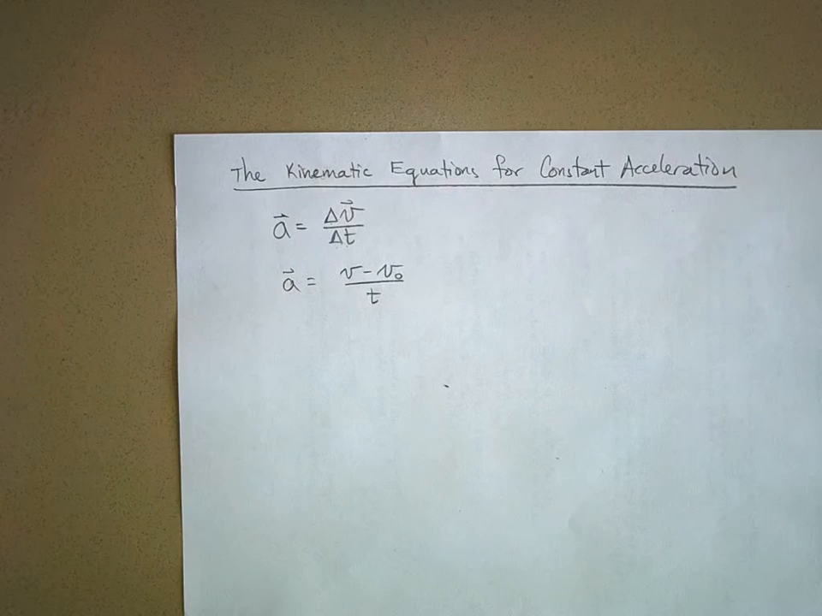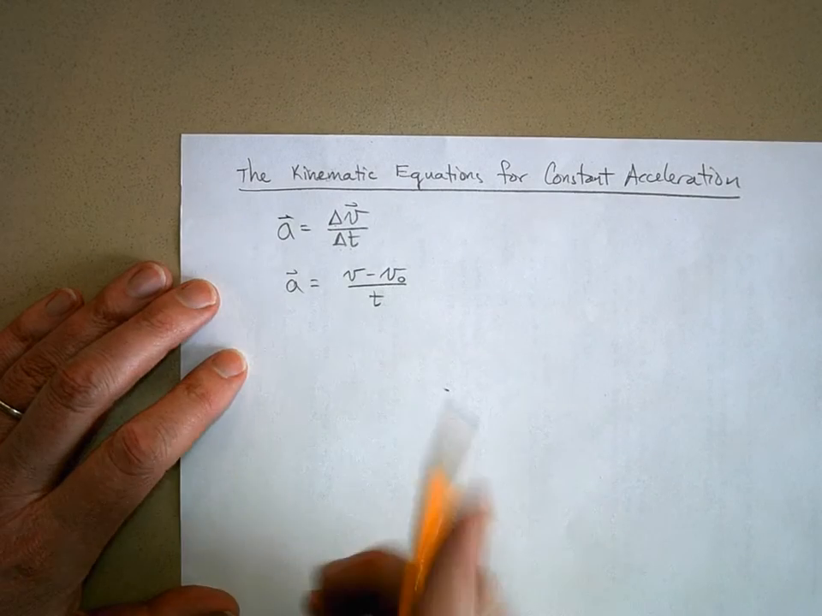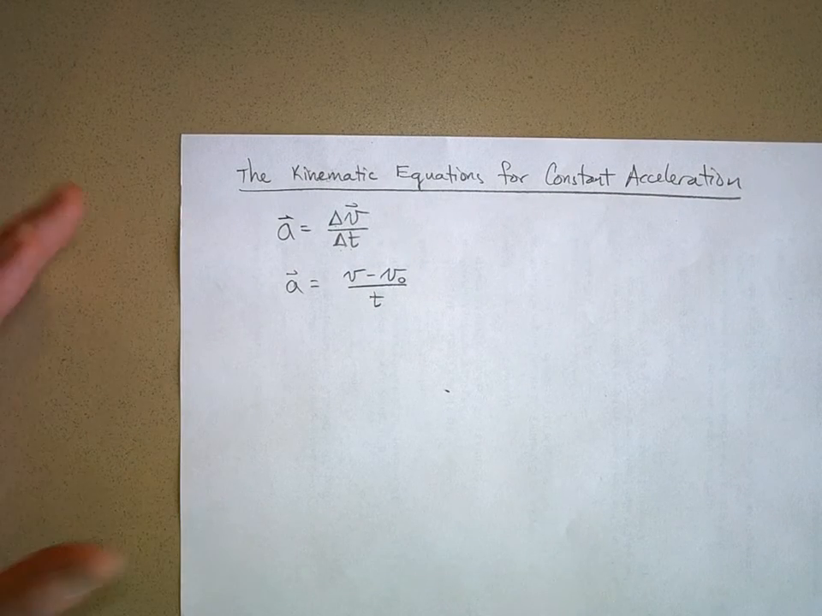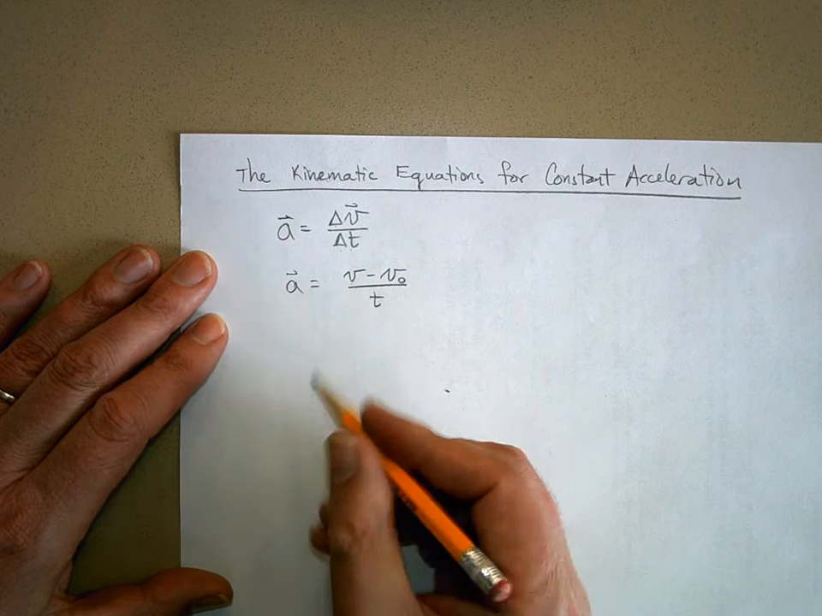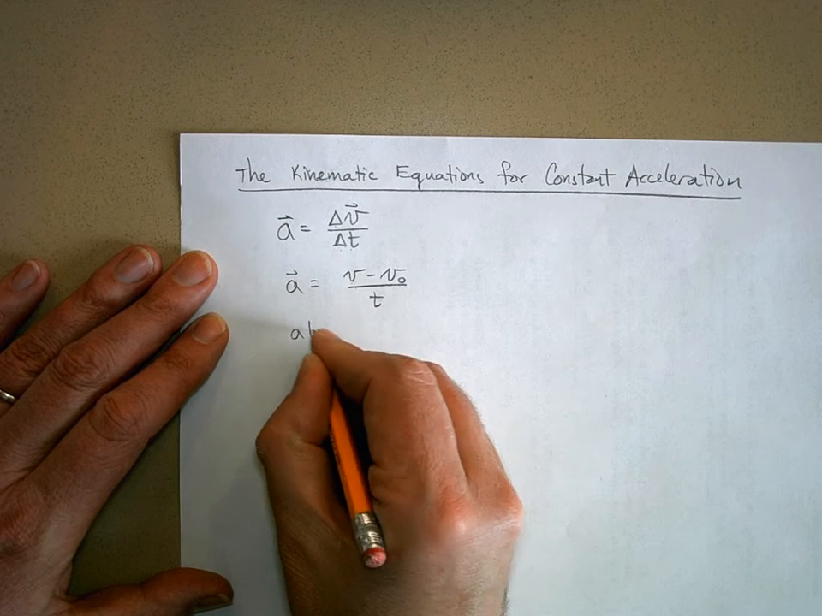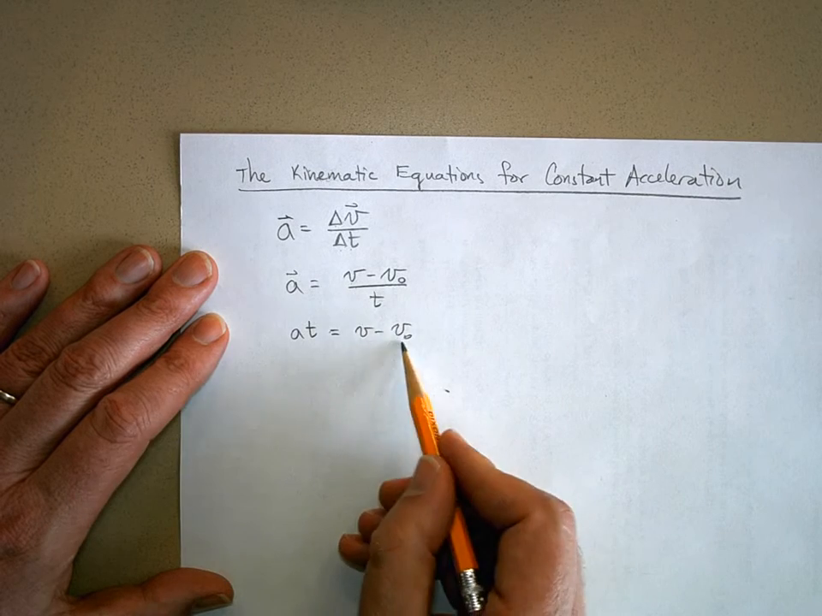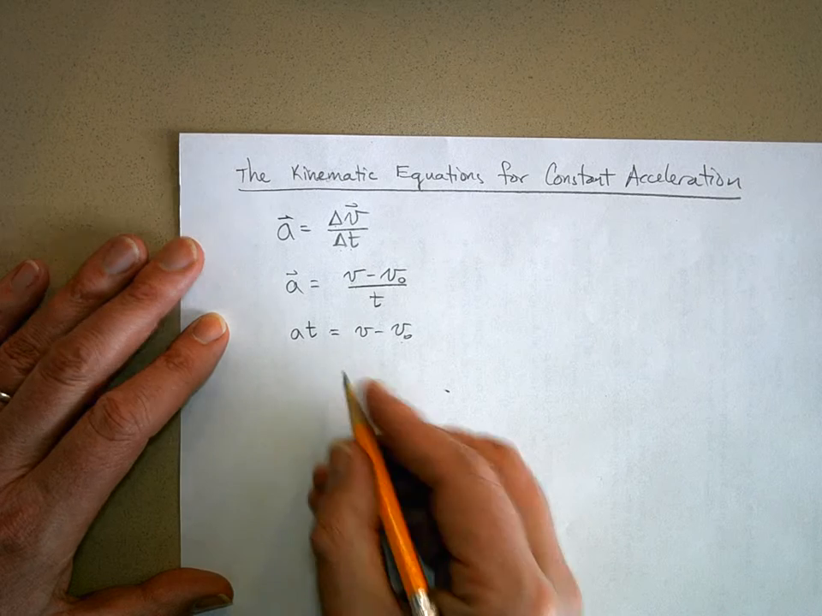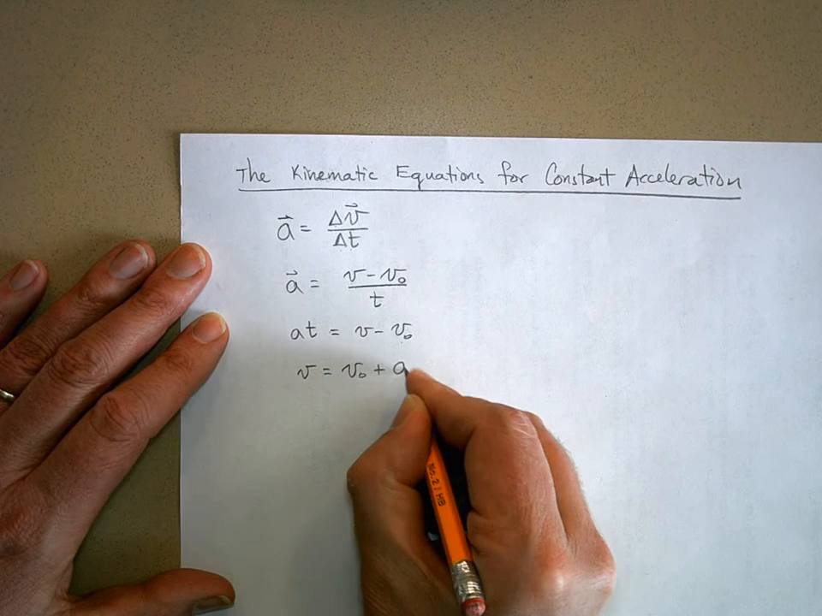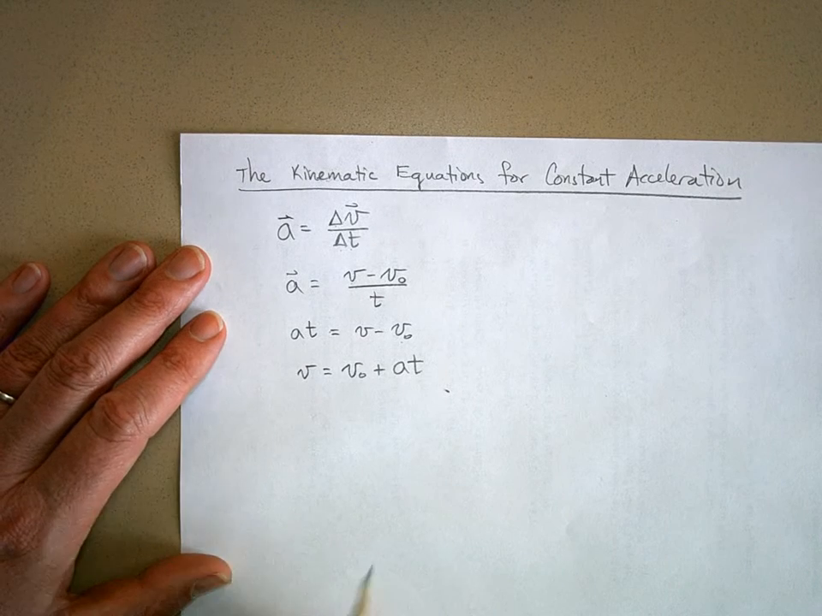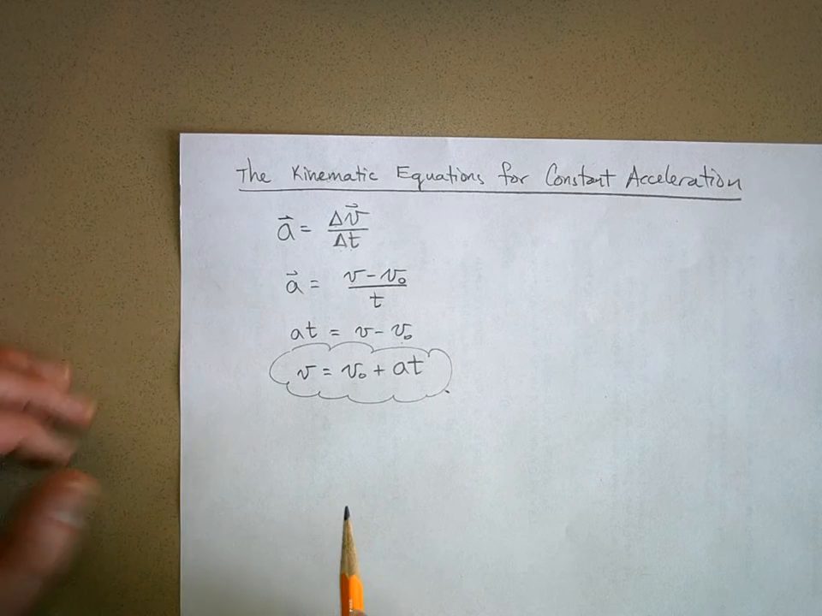Okay? And so what I'm going to do now is just take this equation, which comes from the definition of acceleration, and solve it for the final velocity. So let's multiply both sides by t. I get a times t is equal to v minus v naught. Then I'm just going to add v naught to both sides, and I get v is equal to v naught plus at. So this is the first of what I'm going to call the kinematic equations.